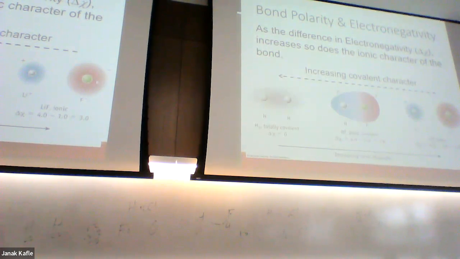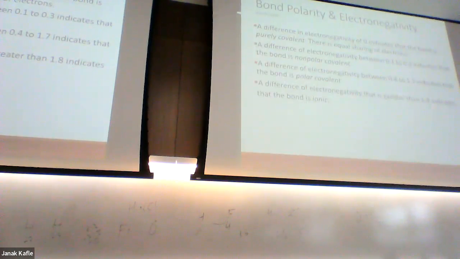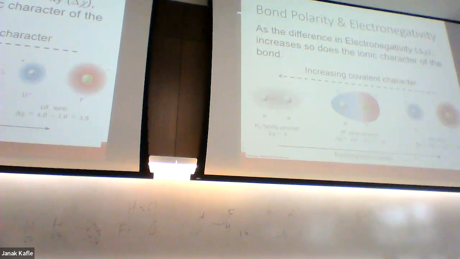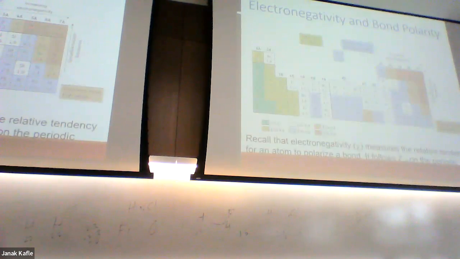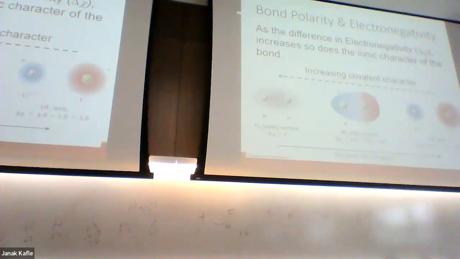Now let's go here, Li and F. The previous one was polar covalent. Now this is pure ionic. The electron completely drifts from lithium to fluorine. Look here: a difference of electronegativity greater than 1.8 is a pure ionic bond, very ionic. So Li is 1, F is 4. So 4 minus 1 is 3.